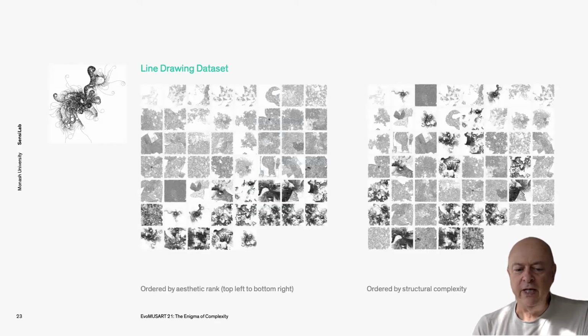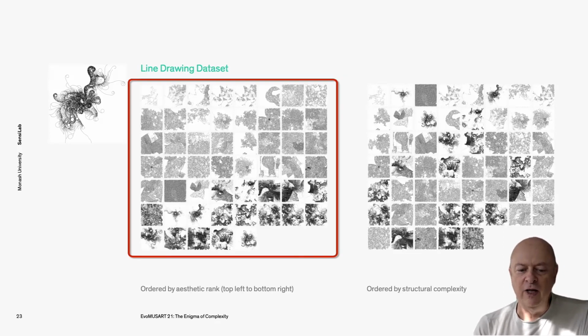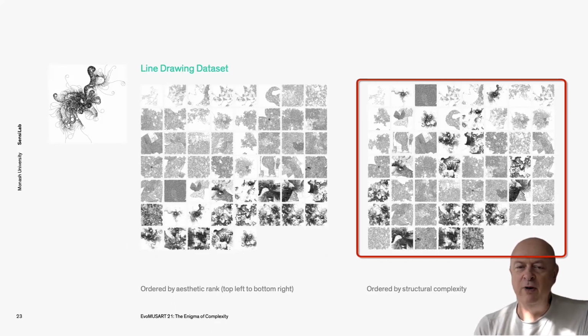Because this data set is relatively small, with only 53 images, we can look at visually ordering the entire data set by different measures. On the slide, we see the same data set. On the left, it's ordered by artist-assigned aesthetic evaluation, and on the right, ordered by structural complexity as measured from the 2D image.